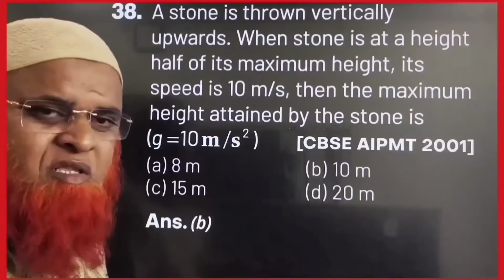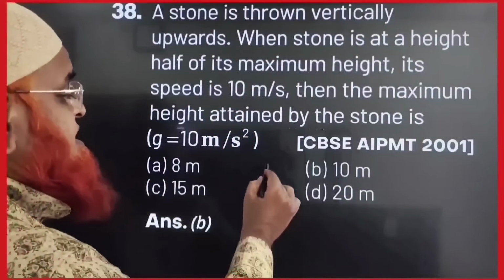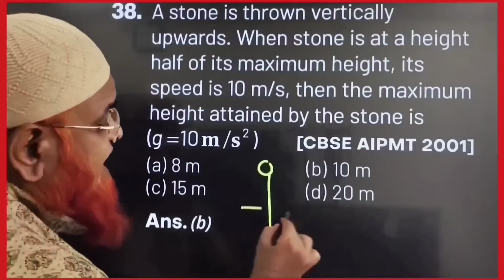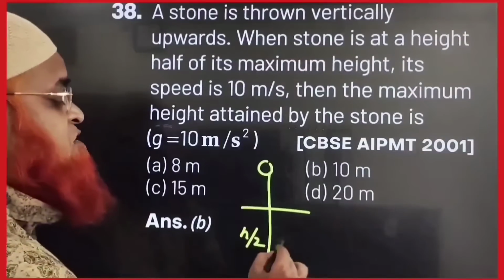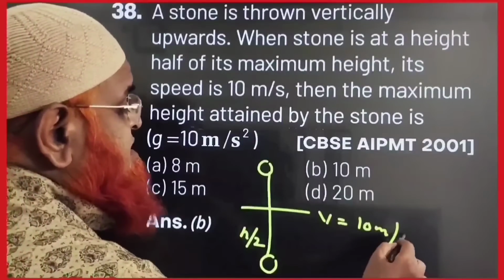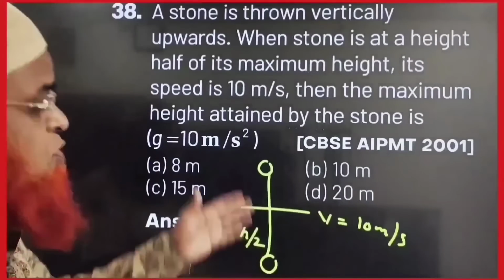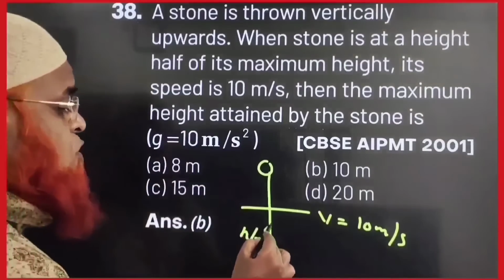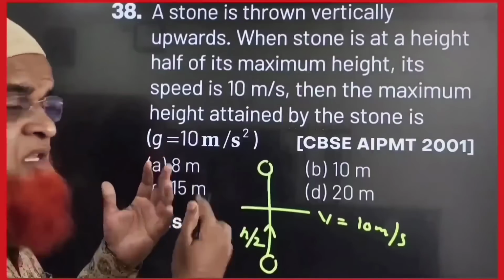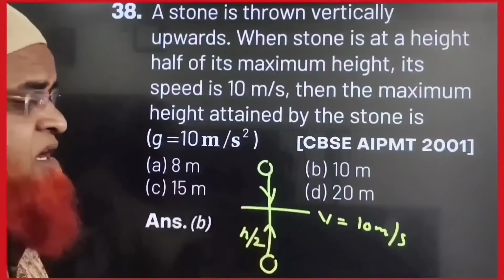Let us solve this problem in a reverse order. Actually, in this problem, it is said that a body is projected upwards, and at half of the maximum height, that means at h by 2, velocity is given as 10 meters per second. Then he is asking what is the maximum height. Actually, it is thrown upwards, but the problem will become very complex when you take the upward direction. That's why I will take the downward direction. Same problem in the downward direction.